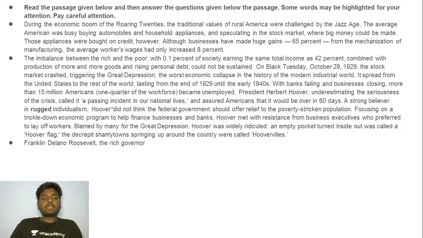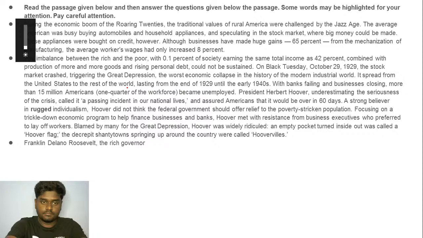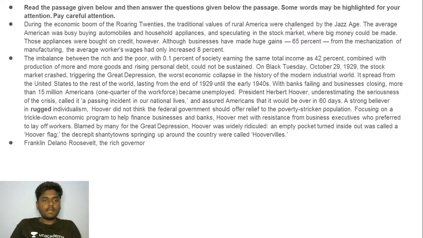Here they're talking about the economic boom of the roaring 20s, when the traditional values of rural America were challenged by the jazz age. The average American was busy with appliances. Those appliances were bought on credit. Profits made huge gains, while the average worker's wages had only increased 8%, and the top 0.1% of society earned most of the income. Then on Black Tuesday came the stock market crash, and the Great Depression, the worst economic crisis ever.